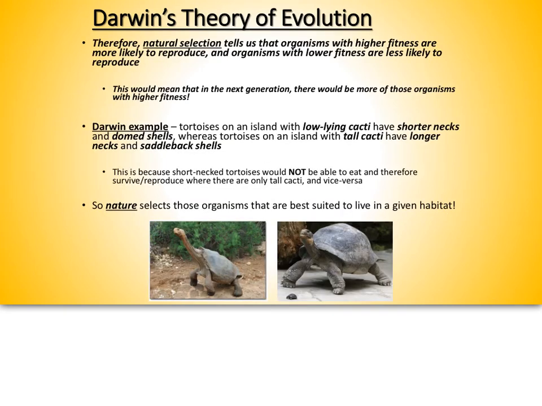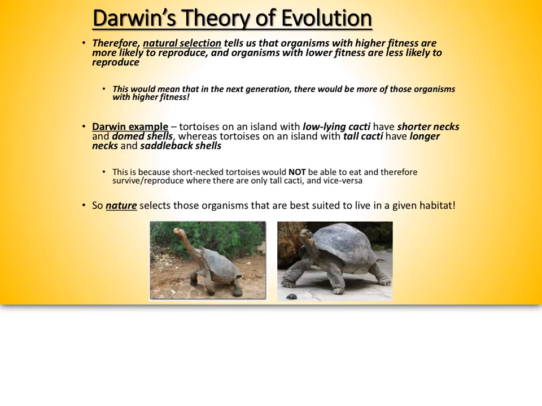So, I love these pictures. So natural selection, according to Darwin, tells us that organisms with higher fitness are more likely to survive, and therefore they are more likely to reproduce. And organisms with lower fitness are less likely to reproduce. So in our next generation, there's a greater number of those more fit individuals because they came from parents who had higher fitness.